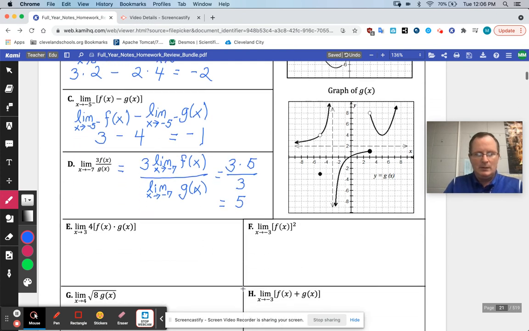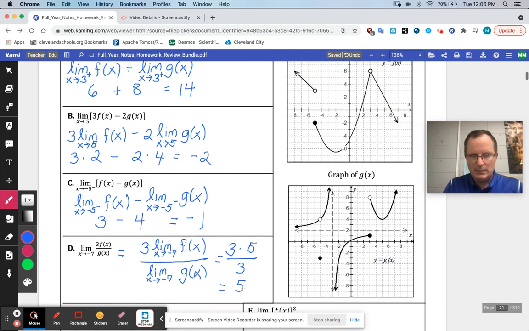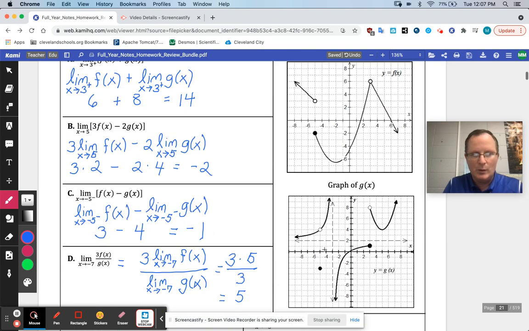Okay, I'm going to pause and see if I can fix this crazy lag. So I'm going to call that example 1A.